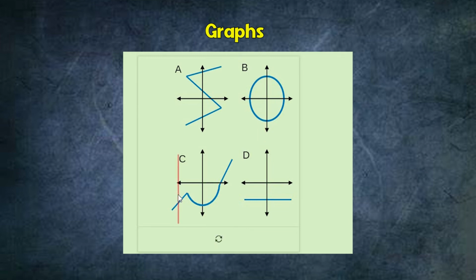For graph C, as we slide it across, it only cuts the graph at 1 point. That means that this is a function because it doesn't cut it in more than 1 place. And for graph D, it's the same thing. It only cuts the graph at 1 point at a time. That means that this is also a function.